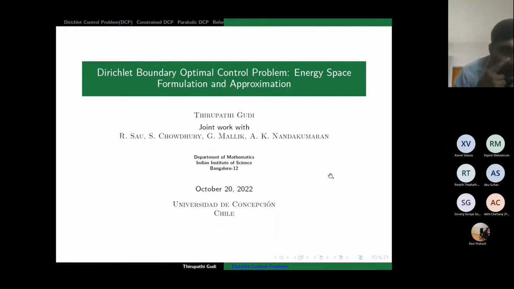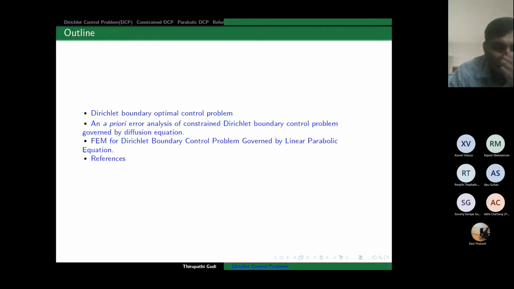This is a joint work with my former students Ramesh Ch and Sudipto Chowdhury, and recent postdoc Gouranga Mallick, and my colleague Professor Nandakumaran. The outline of the talk is as follows. First I will tell you what is the Dirichlet boundary optimal control problem, and then I will discuss the finite element approximation for the elliptic case with the constraints on the control, and then the second part I will present the parabolic problem, where the optimal control problem is governed by a parabolic problem.